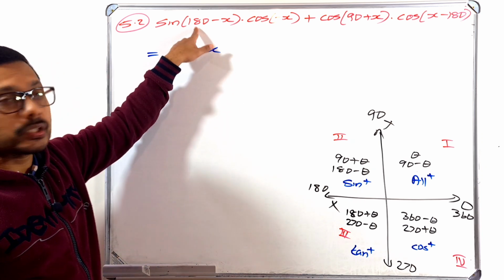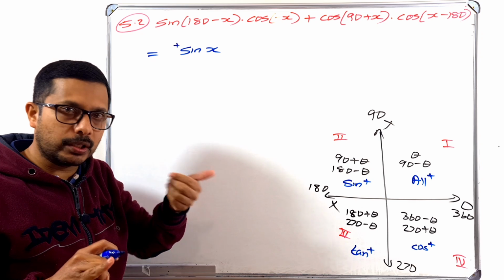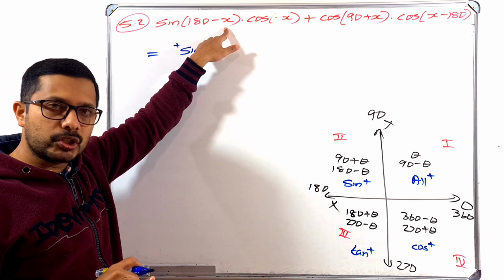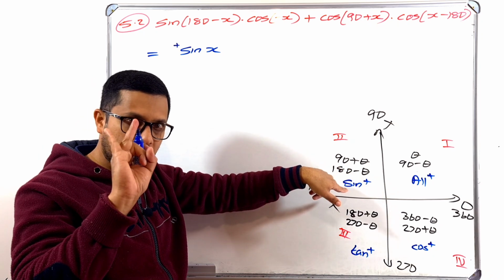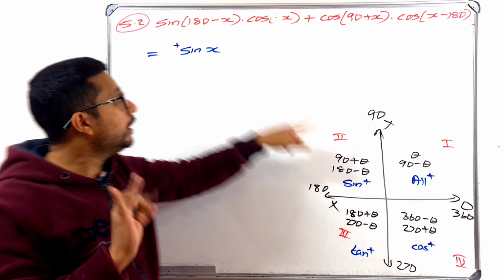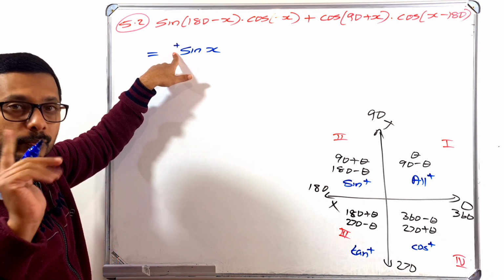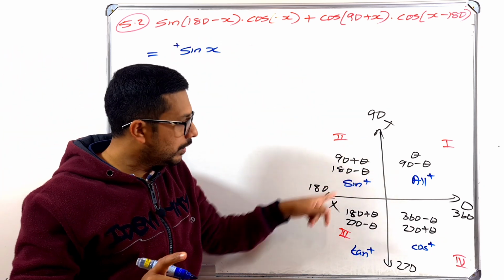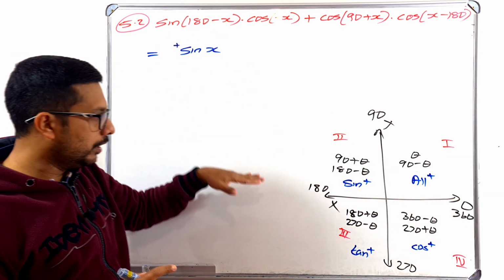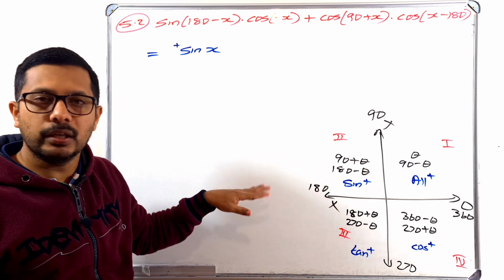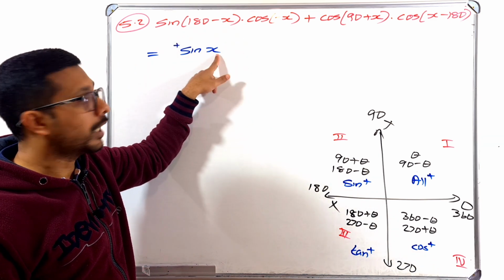First question: 180 minus x is in which quadrant? Second quadrant. Second question: in the second quadrant, what is positive? Sine is positive. Here we have sine, so it is positive. Then one more question: is it based on 180 or 360? Here it is based on 180. If it is based on 180 or 360, no change. So we can write sine x.